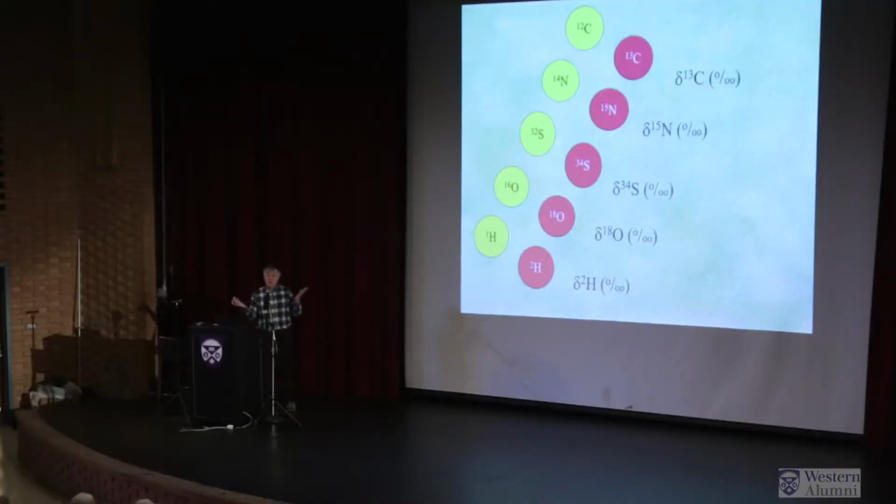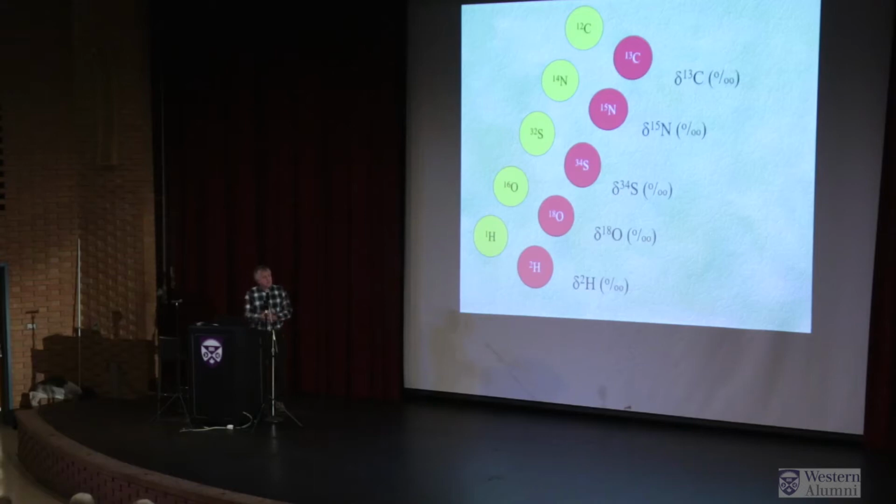It's the same with most of these. They're very rare, but they do occur, and they're stable. They don't go anywhere. So we depict this with this weird notation here relative to a standard. Don't worry about that. These are just numbers. But what we're really interested in is the relative abundance of the heavier to lighter isotope.